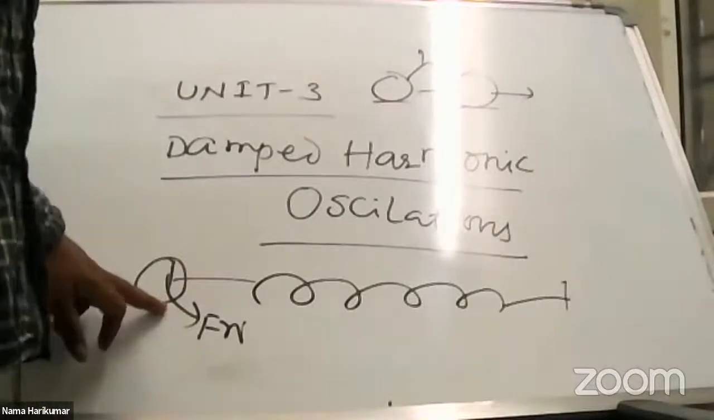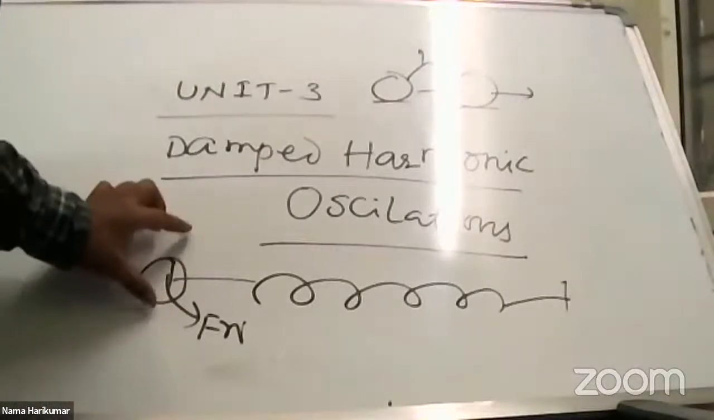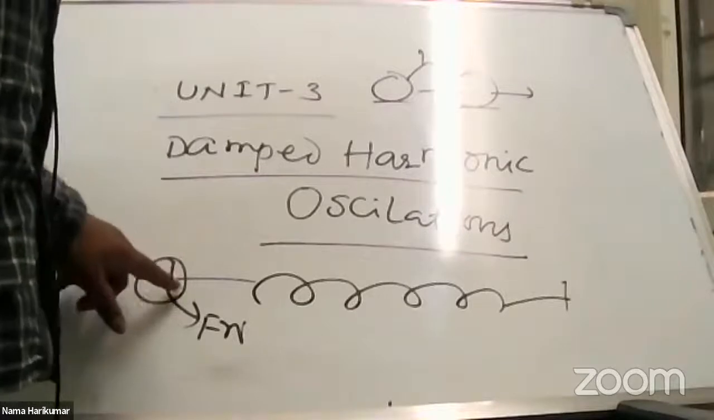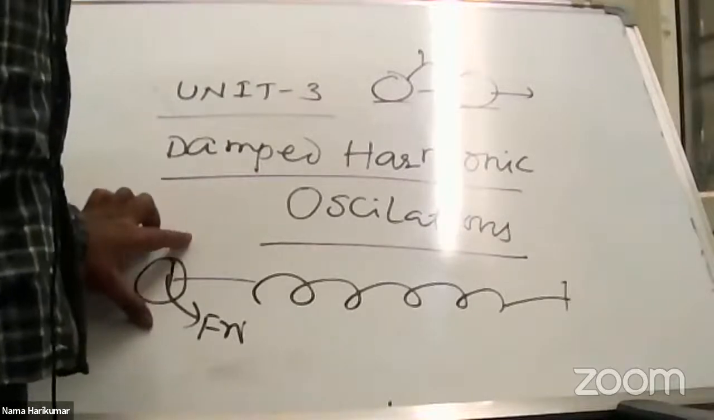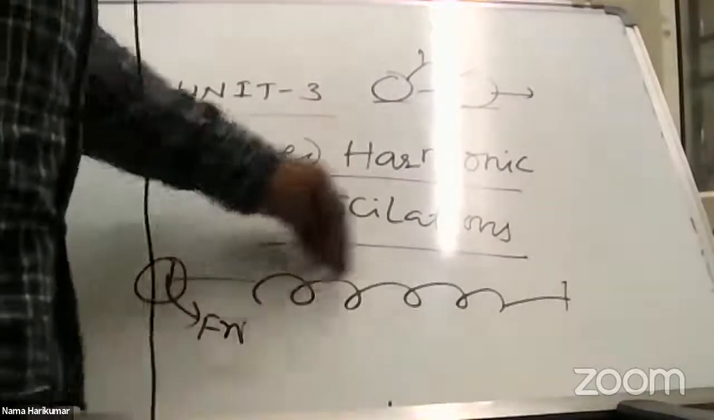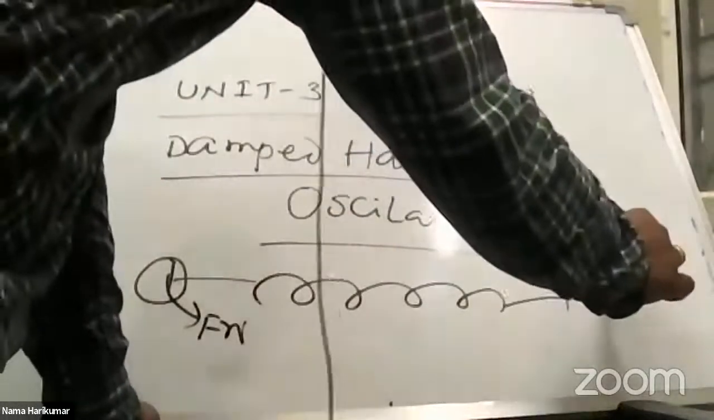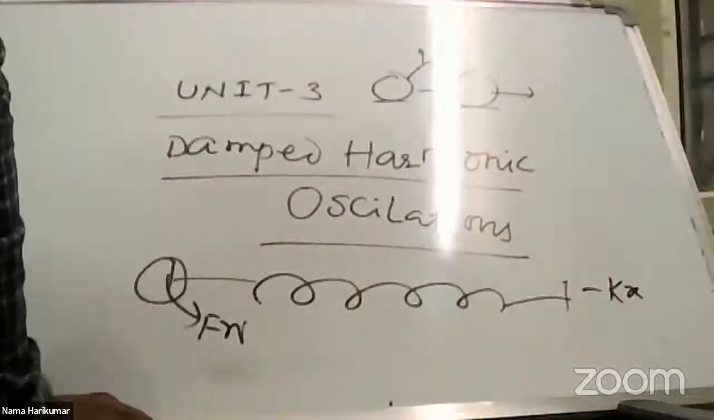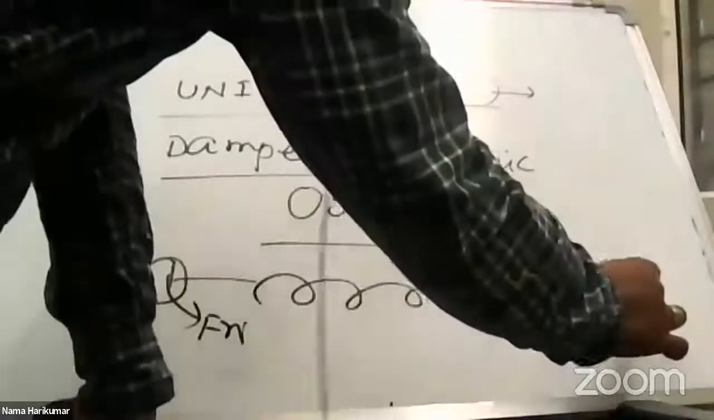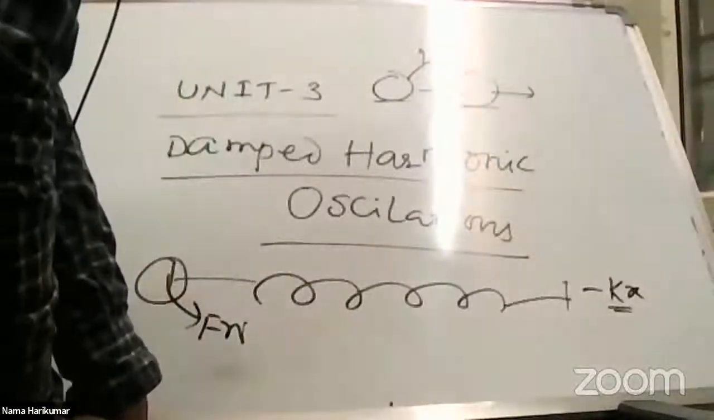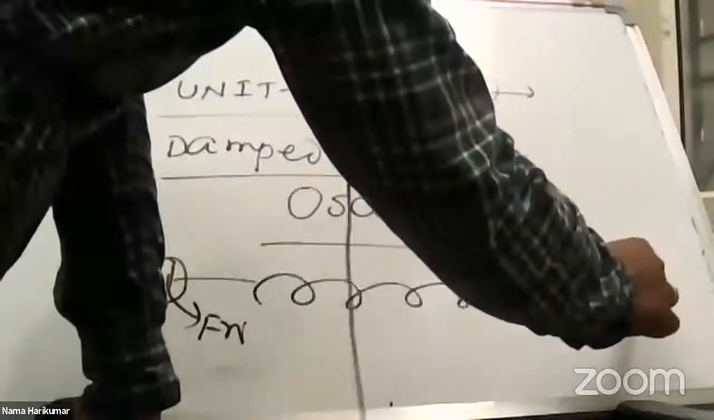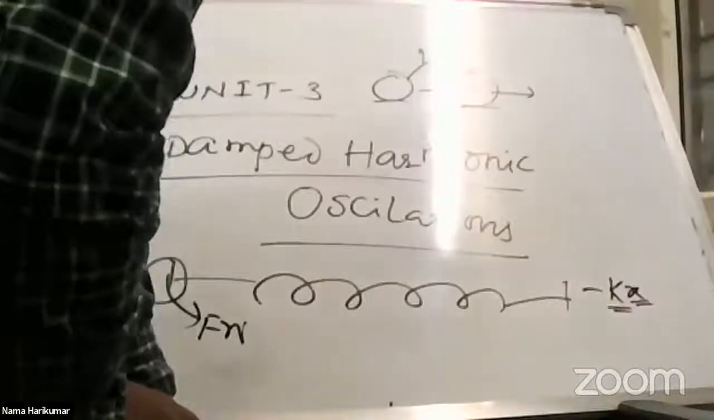So this is the first force, the frictional force, attached at an outer stand like this. The second force is the elasticity force, which is minus kx, denoted by minus kx. Here k is the constant, and x is the displacement.